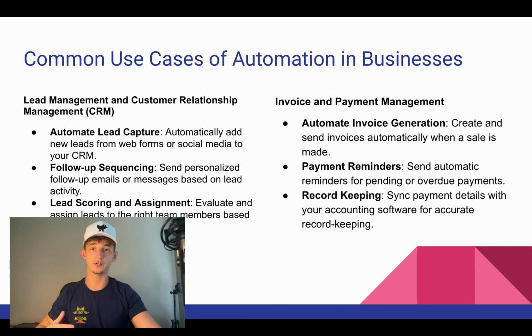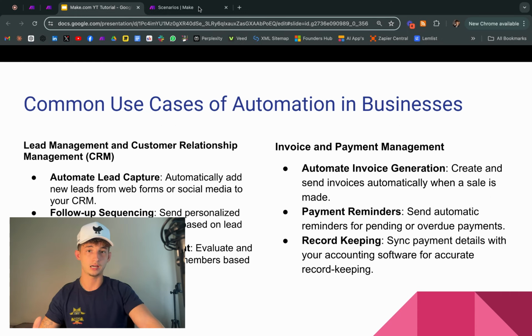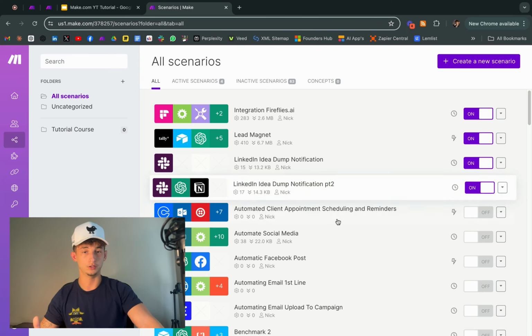So let's move on to common use cases of automation in businesses. The first one is lead management and CRM management. This is where you're automating lead capture, so you're automatically adding new leads from web forms or social media to your CRM. You're following up with sequencing, sending personalized follow-up emails or messages based on lead activity. And with lead scoring and assignment, you're evaluating and assigning leads to the right team members based on predefined criteria. I'll come into make.com real quick and show you an example of what this can look like.